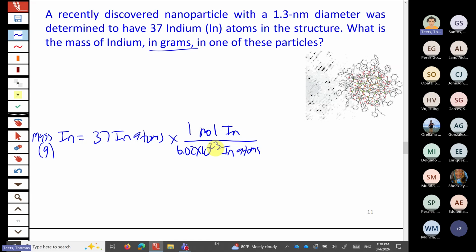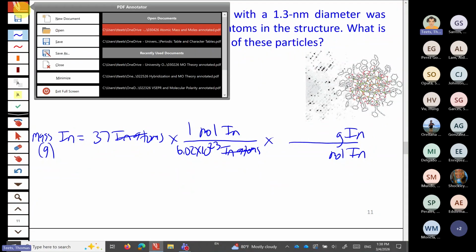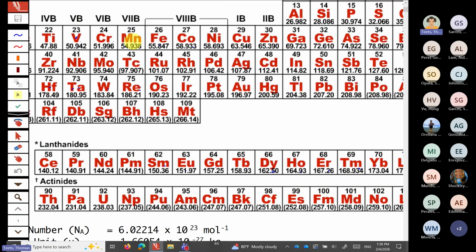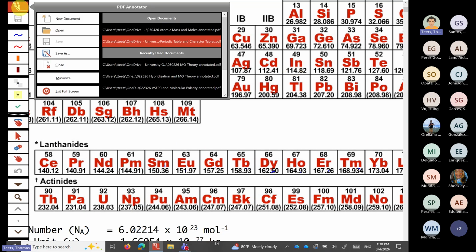6.02 times 10 to the 23rd indium atoms in 1 mole. Now that we have moles of indium, we can use its atomic mass. So we want moles to cancel and convert into grams. That's going to be the atomic mass relationship, grams per mole, which again, we have to look up on the periodic table. I'm going to give it to you here. IN is over here, number 49, and the atomic mass is 114.82. So that's how many grams are in 1 mole.